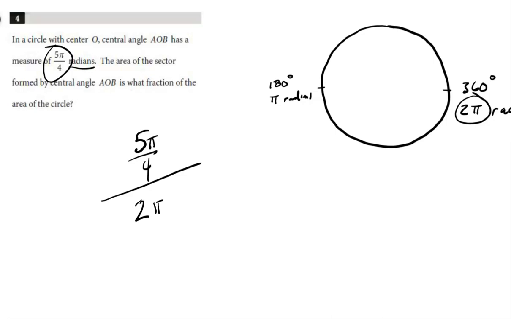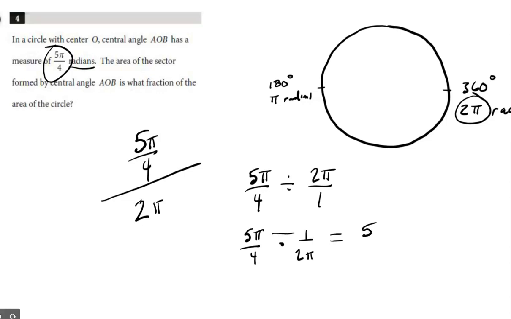Alright, I'm going to treat this bar like division. So 5 pi over 4 divided by 2 pi, and I'll just put a 1 under it to make it easier to divide. Whenever you divide two fractions, you keep, change, flip. So keep, change to multiply, and flip.